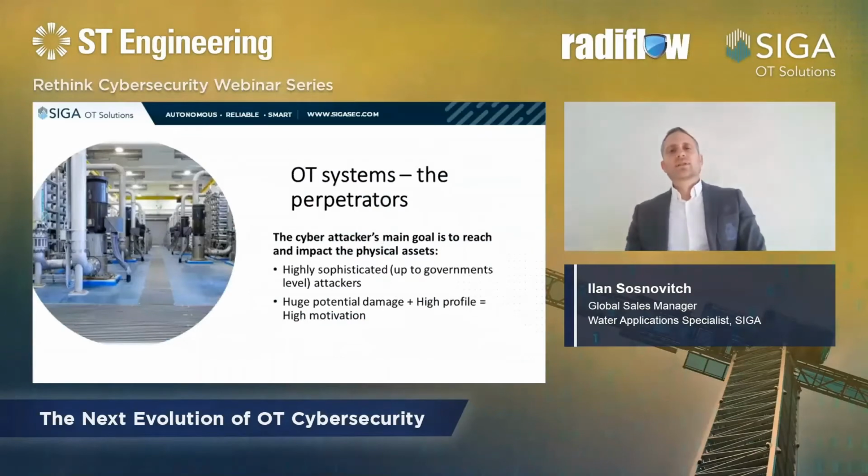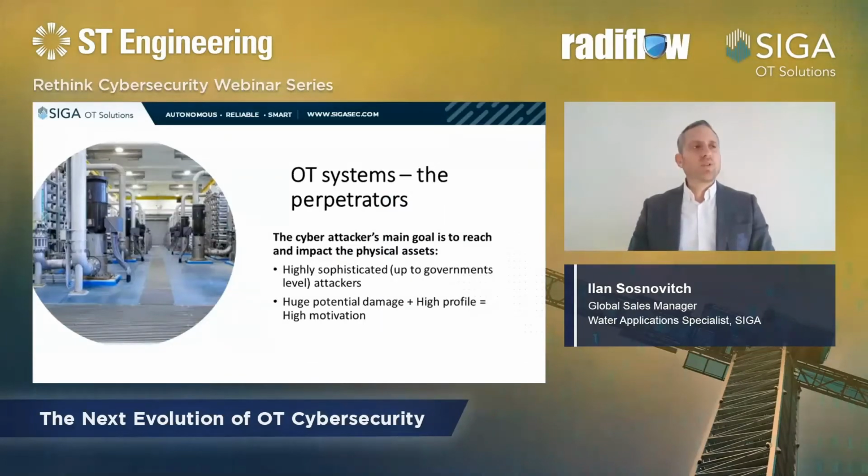In OT systems, the cyber attack's main goal is to reach and impact the physical assets. If a hacker was able to infiltrate the OT network, but not get down to level zero to change the actual physical parameters, that's not much of an attack in OT systems. So the ultimate goal for cyber attackers is to impact the physical assets in level zero.